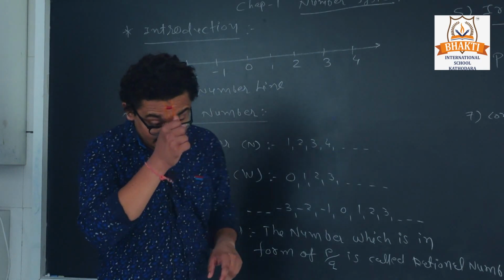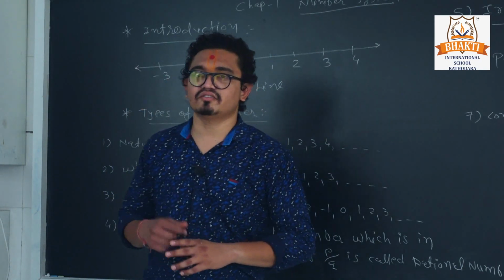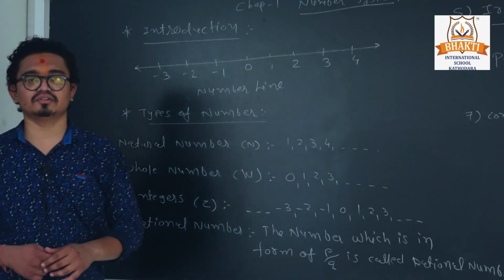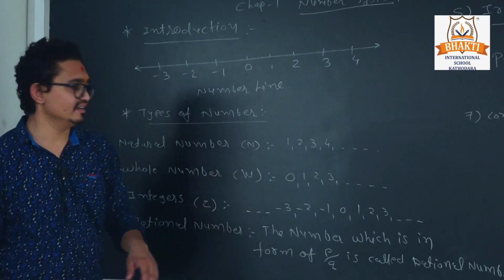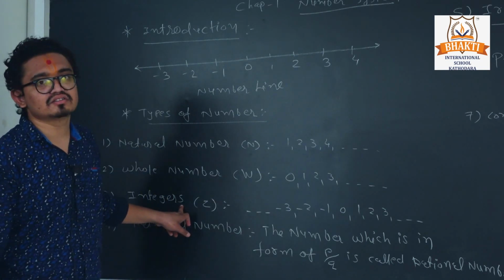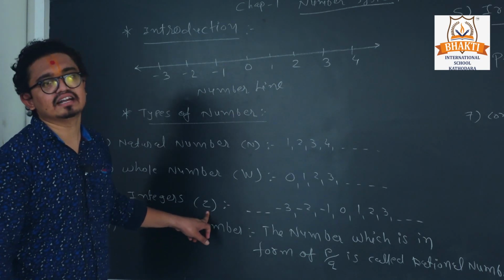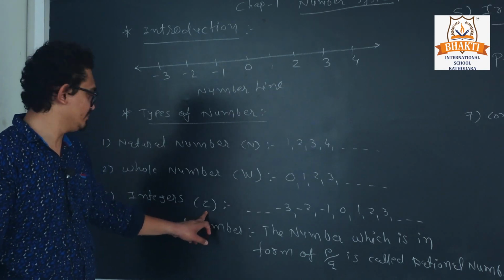Why are integers denoted with Z? The reason is given in your book. One of the mathematicians from Germany, called Zahlen, invented that number. So integers are denoted with Z.